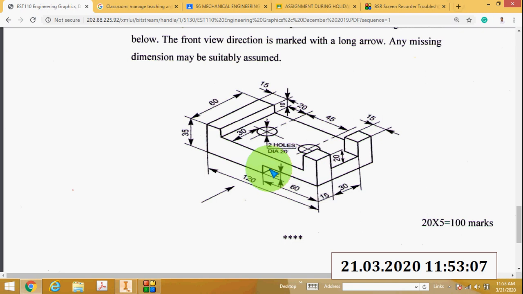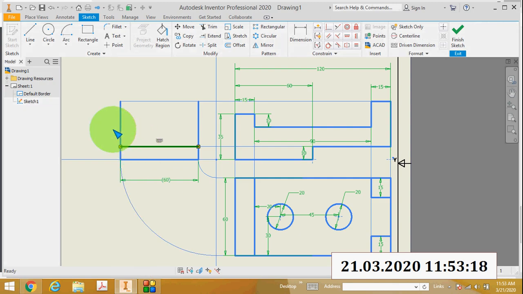Then above this 10 mm thickness you will see this U-shaped structure. For that U-shaped structure, the distance is 15, 30, 15. So here I will draw a line up to here. This distance is 15, this distance is 15. Then here I will draw another line. You know what is the distance? It is 30. From this line to this line, that is 30.